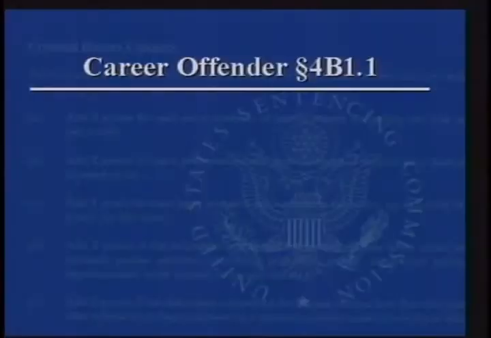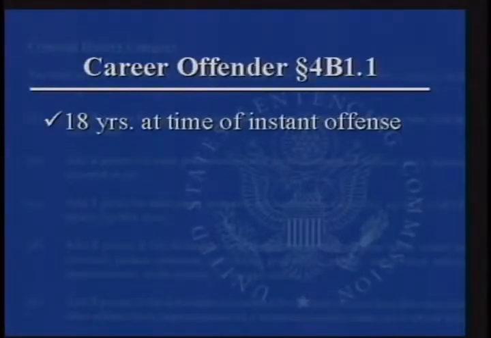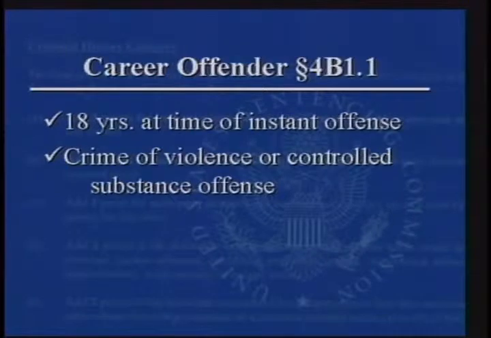So the Sentencing Commission has devised 4B1.1, which let's take a look at now to determine how we know that we have a career offender. The first thing we have to take a look at is whether the defendant was 18 years old at the time of the instant offense. So we are obviously looking only at adults as career offender candidates. The second item we need to take a look at is whether the instant offense is a crime of violence or a controlled substance offense.